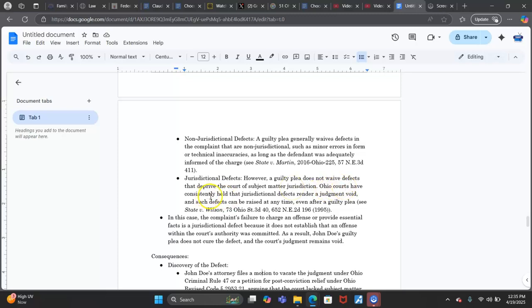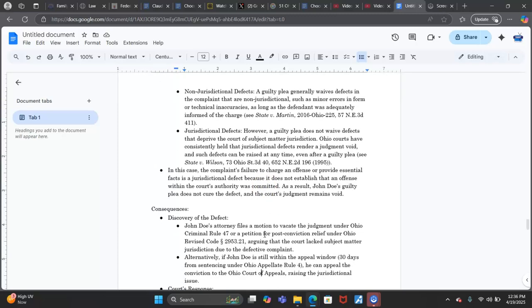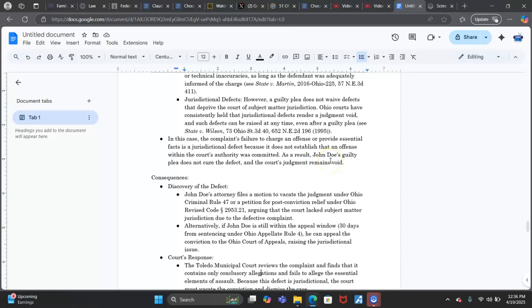Ohio courts have consistently held that jurisdictional defects render a judgment void, and I'm pretty sure this applies everywhere because this is a principle. And such defects can be raised at any time, even after a guilty plea. In this case, the complaint's failure to charge an offense or provide essential facts is a jurisdictional defect because it does not establish that an offense within the court's authority was committed. It's also a violation of due process. As a result, John Doe's guilty plea does not cure the defect, and the court's judgment remains void.